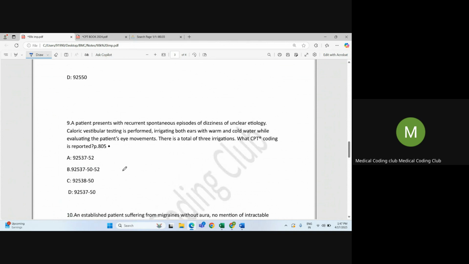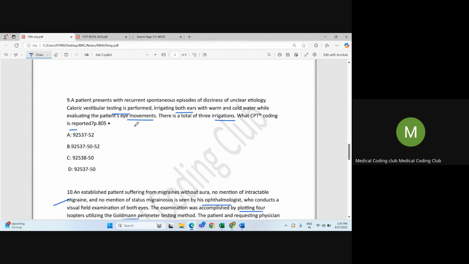So next one. A patient presents with recurrent spontaneous episodes of dizziness of unclear etiology and caloric vestibular testing is performed. Irrigation of both ears with warm and cold water while evaluating the patient's eye movement. There is a total of 3 irrigations. What CPT coding is reported? So here the question is about 3 irrigations. We have one particular coding guideline for this. Let's check that coding guideline.